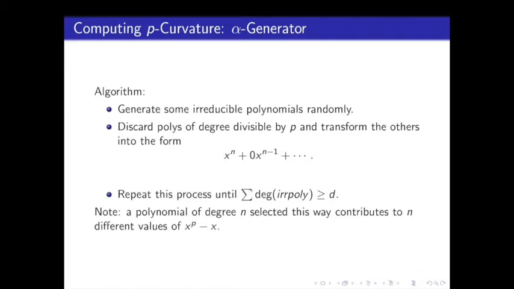Notice that here a polynomial of degree n contributes n different values of theta. Any two different roots of such a polynomial correspond to different thetas. So a polynomial of degree n will contribute n different values of theta. Okay, so this is our alpha generator.